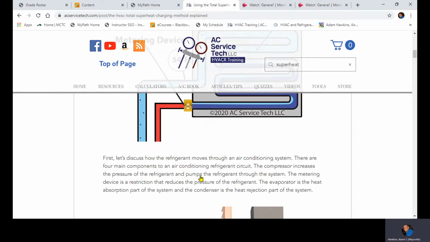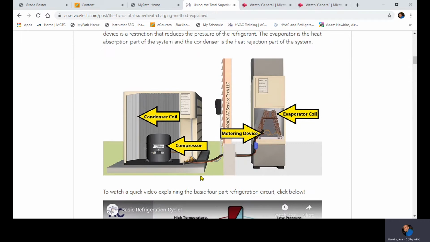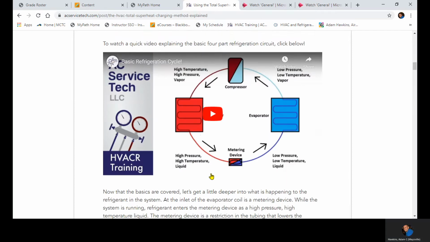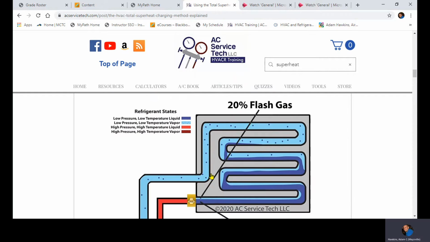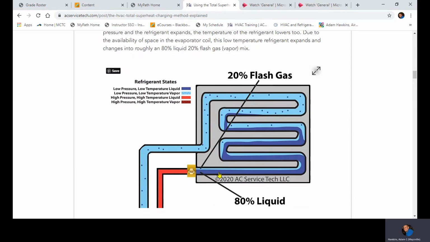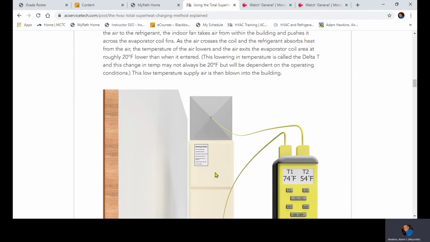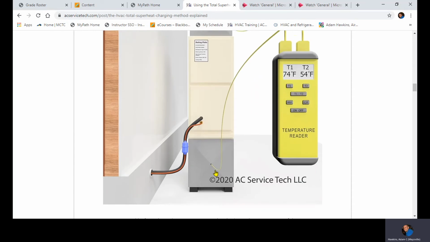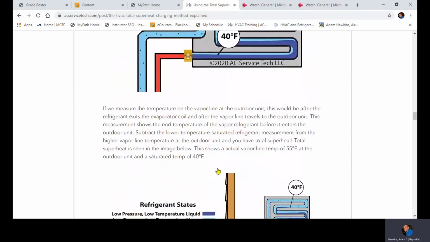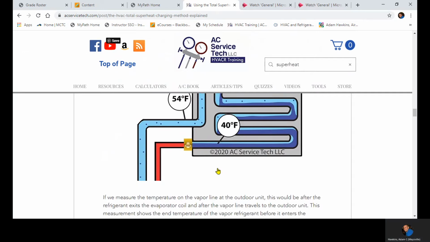Well, there's a couple of different ways, and I'm trying to see what he's. These are really good pictures here, but you can go back and watch these videos. This guy's really awesome. He's got a lot of cool stuff in here. So there's your flash gas. He says 80, 20, 75, 25, whatever. Trying to see if there's a better picture of it.